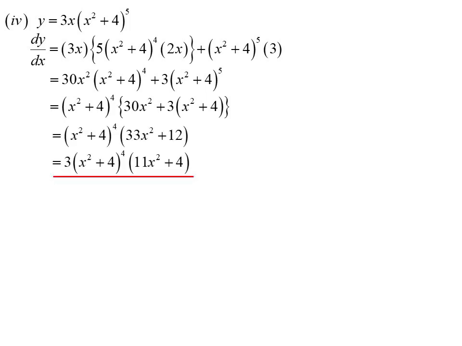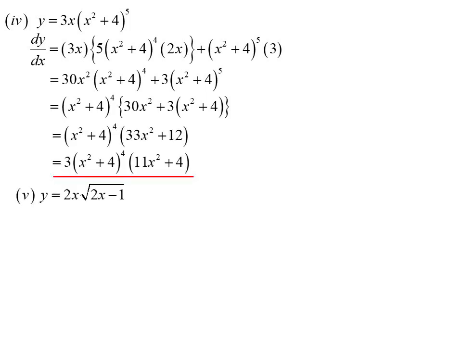The advantage now is, because I didn't expand out at the top, I'm not going to expand out now, because we have like terms. Whenever we factorise, it's the lowest power we factorise out. So x squared plus 4 to the power of 4, they both have, leaving me with 30x squared plus 3 lots of x squared plus 4. We get the common factor out.